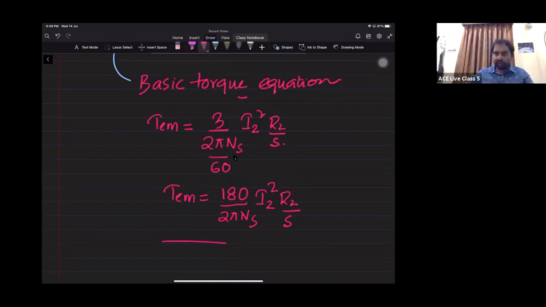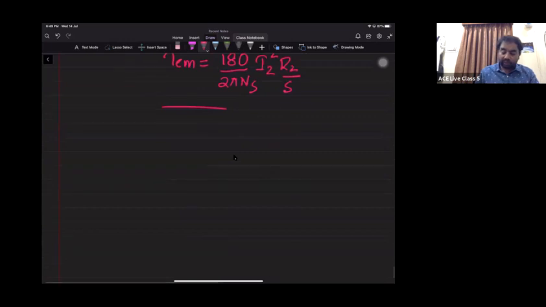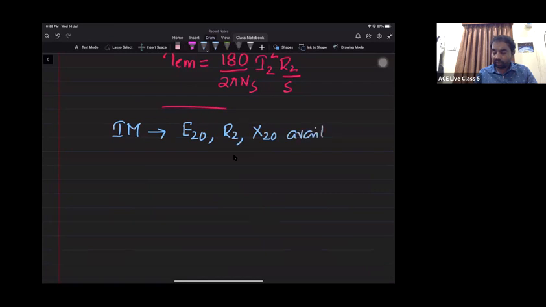So here, please see, I'm trying to link up. I'm having an induction motor. And with respect to the induction motor, what are the things available with me? E2 naught is available. R2 is available. X2 naught is available. So these are the equivalent circuit parameters. If you recall yesterday, these are available: E2 naught, R2, X2 naught.